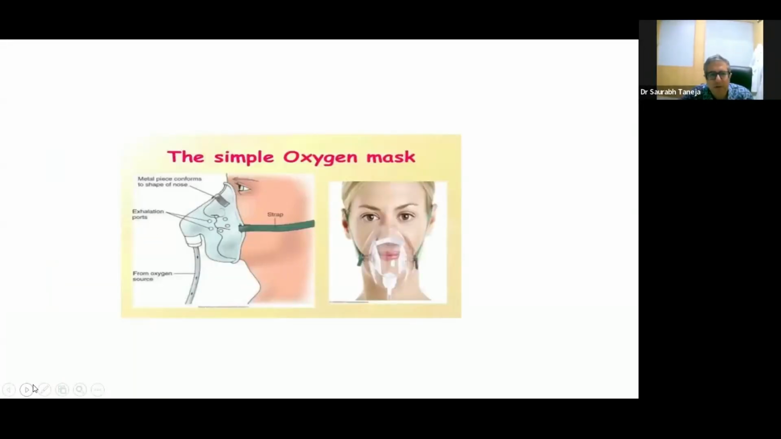So this is how a simple oxygen mask looks. You can see the nasal bridge, which is metal and able to hold the mask, and the straps. There are exhalation ports and an oxygen source through which we give around 8 to 10 liters of oxygen. Next, please.